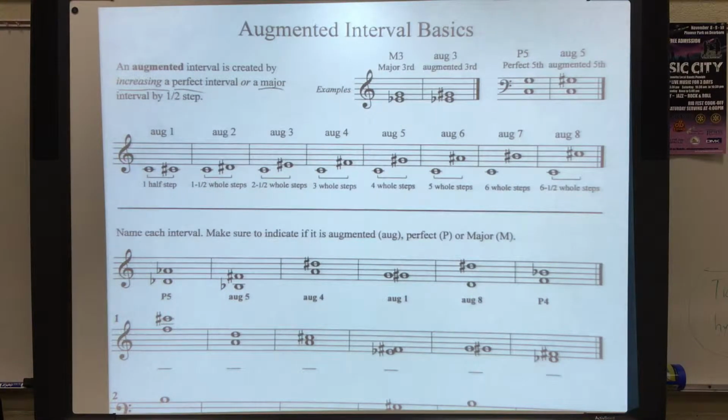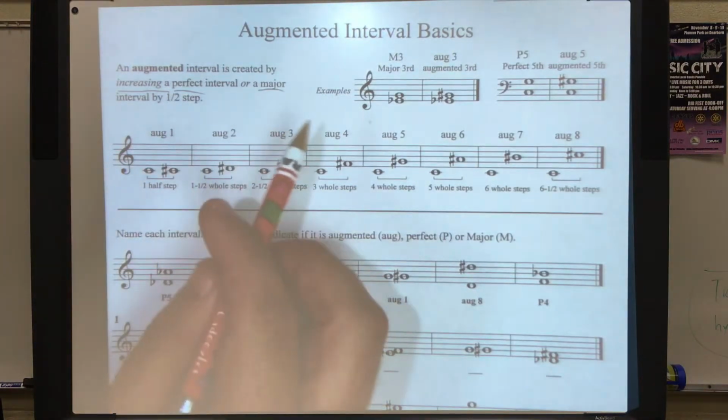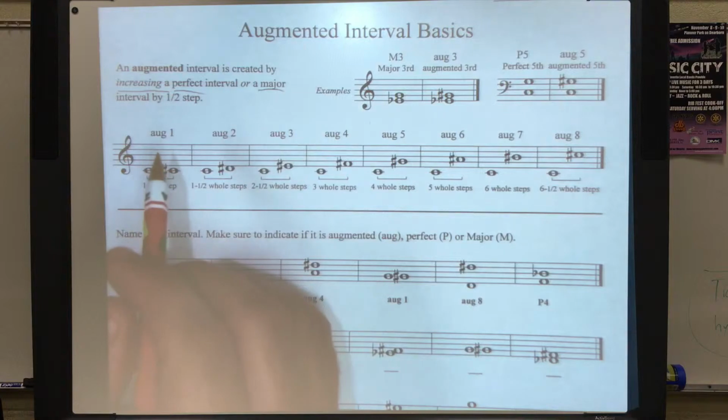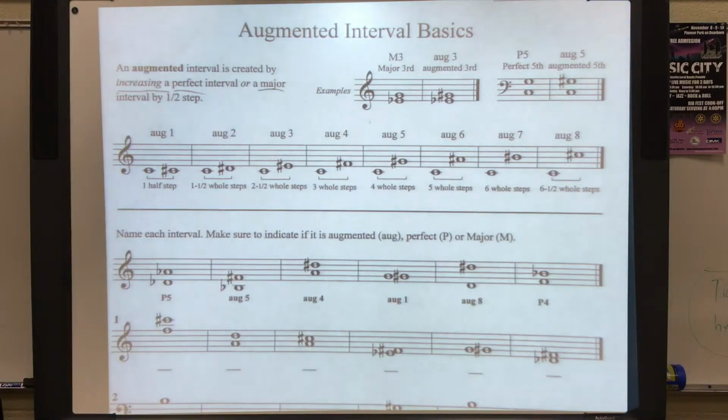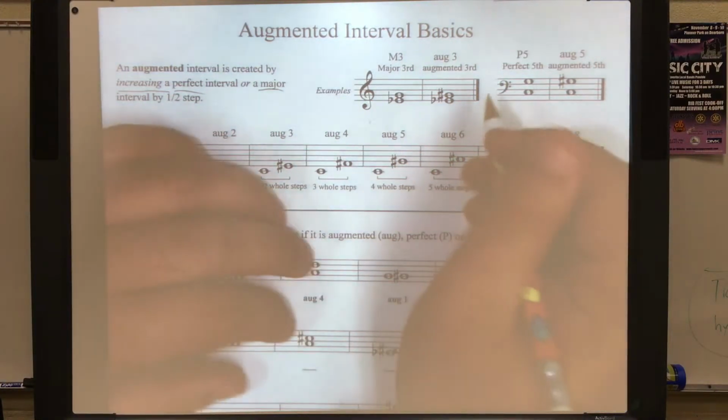Okay, now we're going to talk about augmented intervals. An augmented interval is created by increasing a perfect interval or a major interval by a half step. Okay? So let's look at some examples.